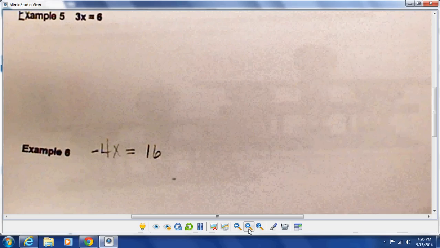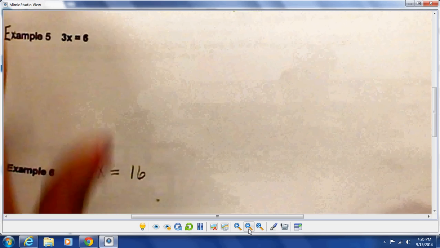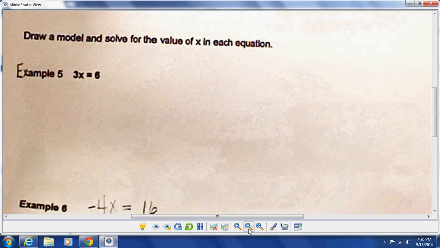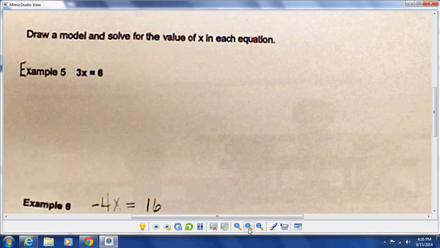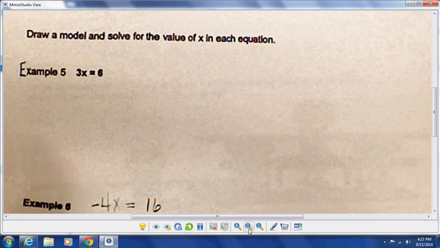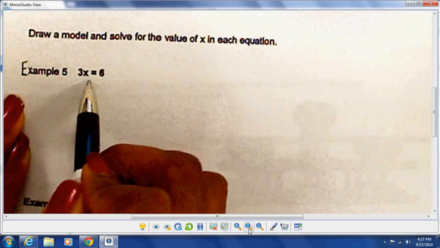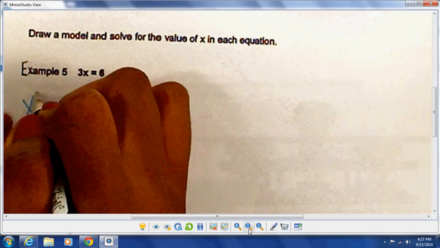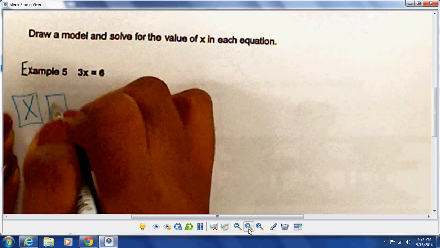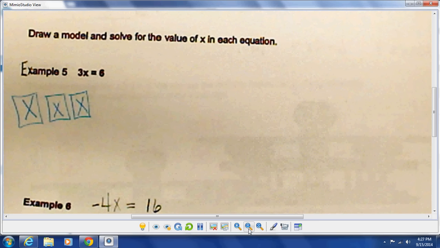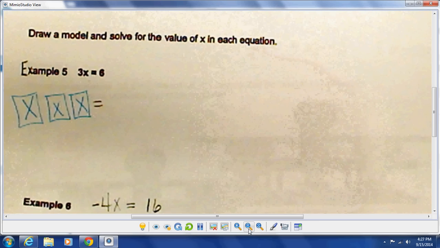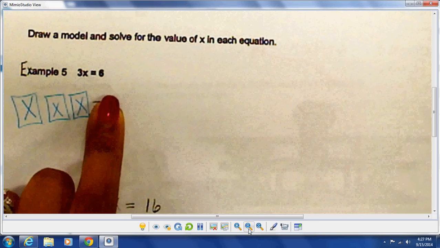We have a multiplication problem. So we know the way that we solve multiplication is we have to do its opposite, which is divide. Exactly. So therefore, what we're going to draw here is we're going to draw 3 positive x's. And it's going to equal 6 positives.